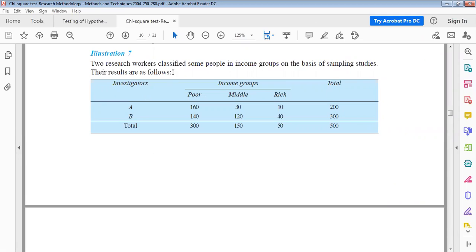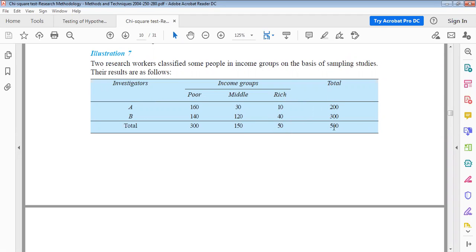Okay, this is another example. Two research works classified some people in income groups on the basis of sampling studies. Their results are as follows. Poor income, investigators are A and B. There are two investigators. Poor: 160, 140, and total poor 300. Middle income: 30 in group A, and in group B 120, and total middle 150. Rich: 10 in sample A and 40 in sample B, total rich what?